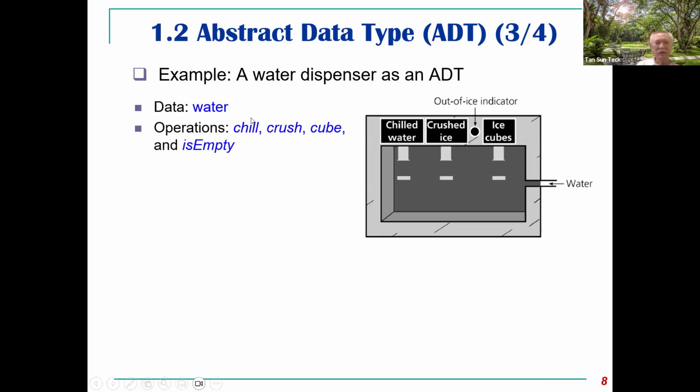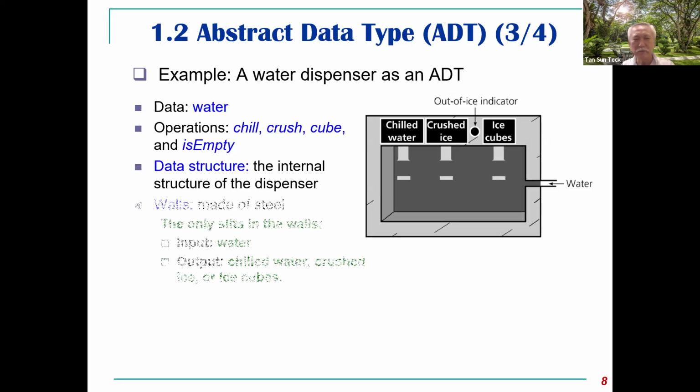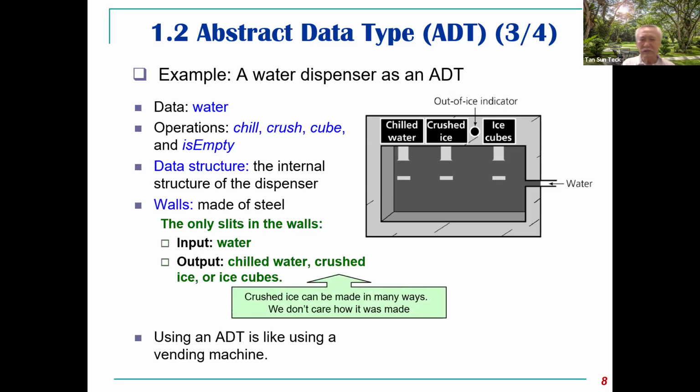So data in this case is water. Operations: you can chill it, make it cold. You can crush the ice. You can get the ice cube. And there's an indicator to tell us that there's no more water, so it's empty, and you have to put in more water. Those are the operations. Data structures are the place where you store the data. So you have to have structures to store the water that is input. Then after that, you can use it to make cold water or ice cubes and so on. The wall is actually made of steel. In this case, that is a water dispenser, the input is water, and the output is all those things, right?